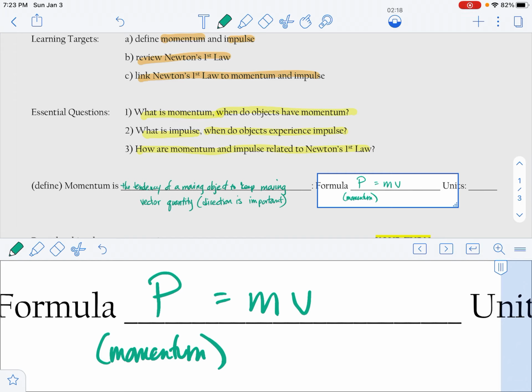In order to have momentum, you have to have some mass, right? There has to be something that's moving, and you need to know how fast you're going. The more mass you have, the more momentum you have. The more velocity, the more momentum. You can have mass, but no velocity, and then you don't have any momentum.